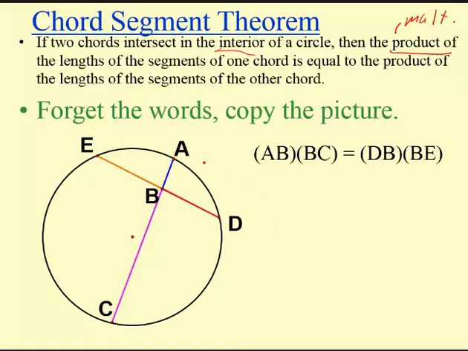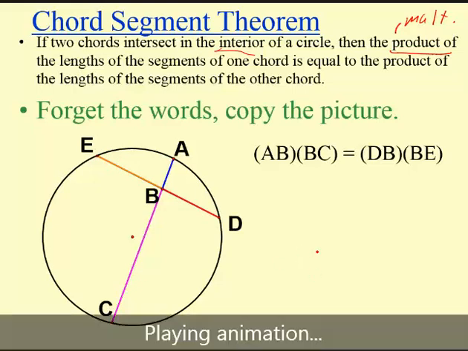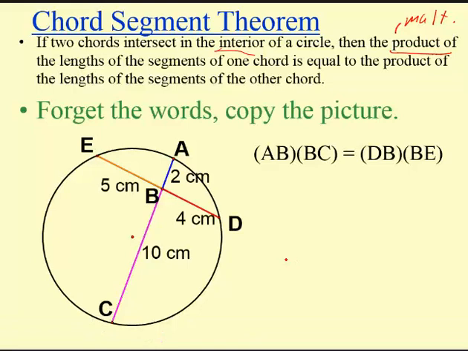So again, we have each part of the segment multiplied together is going to equal the two parts of the other segments multiplied together. So that intersection is cutting each chord into two parts, and we're going to multiply those two parts and set them equal to each other. So if we throw some numbers in here, this will make it easier for us to see what's going on.